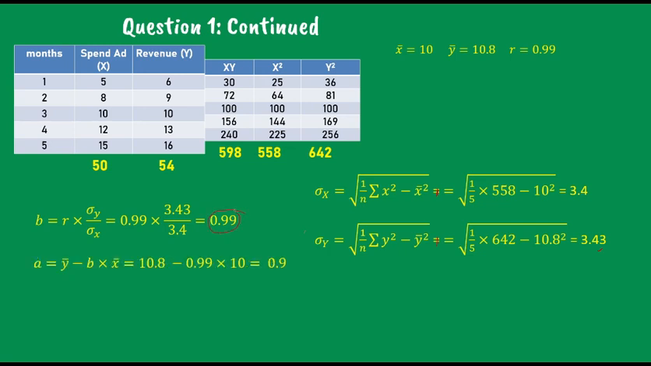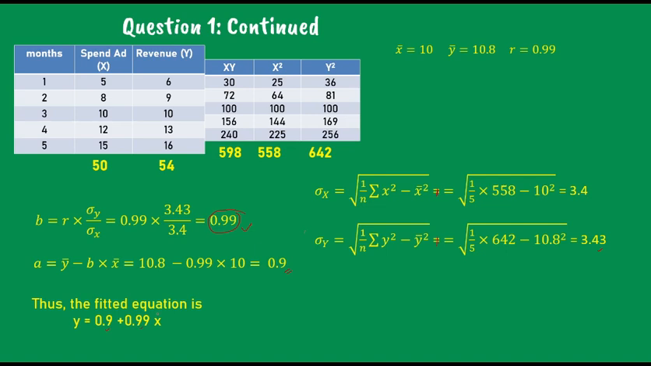Now I will compute the value of a equal to y bar minus b into x bar. So y bar is 10.8 minus b 0.99 into x bar 10. When we do this simplification, I get 0.9. Now we have all the things of the equation. I know the value of a and b, and that is what I wanted. So ultimately your equation comes out to be: here is your a, 0.9, and here is your b, 0.99.